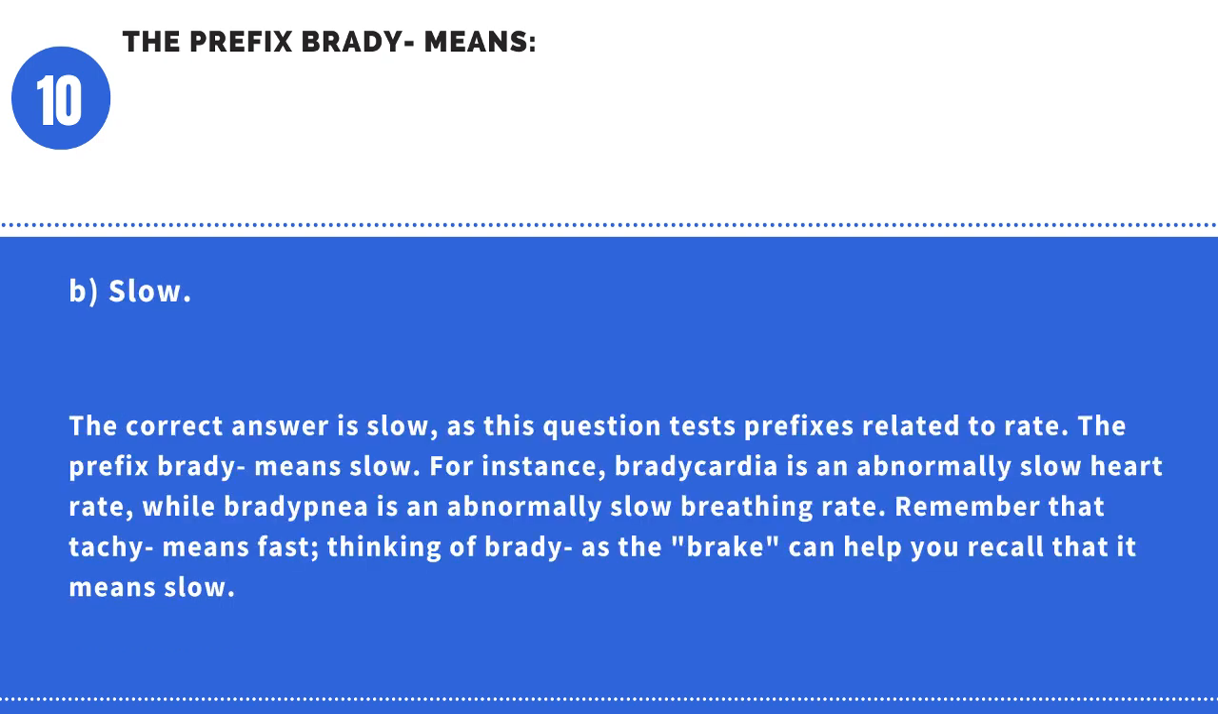Answer, B. Slow. The correct answer is slow, as this question tests prefixes related to rate. The prefix brady means slow. For instance, bradycardia is an abnormally slow heart rate, while bradypnea is an abnormally slow breathing rate. Remember that tachy means fast. Thinking of brady as the break can help you recall that it means slow.